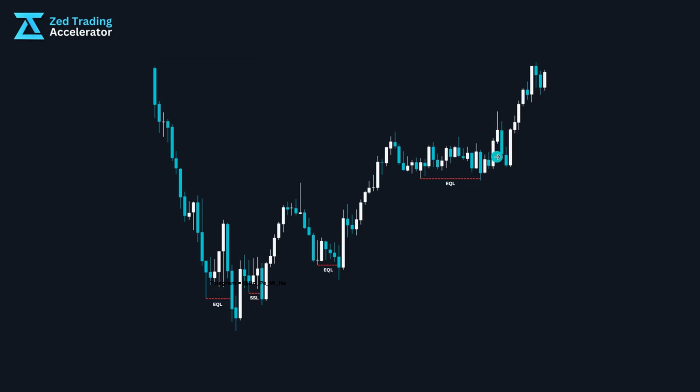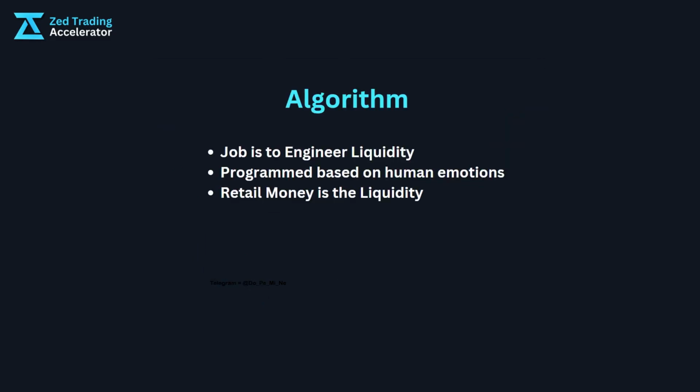As we can see, it has retraced lower before continuing going up. Alright, so this is the algorithm. So what is the algorithm? Just like I told you, it is run by the market makers, the smart money, the big banks. The job of the algorithm is to engineer liquidity. Right? Its job is to engineer liquidity.